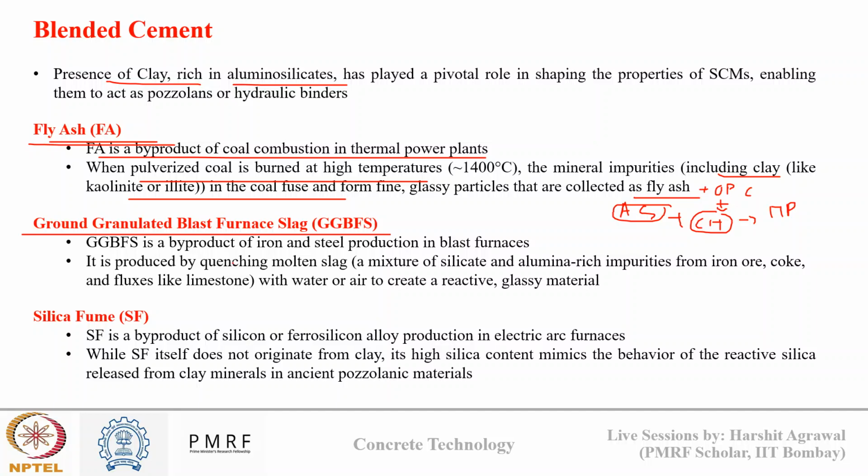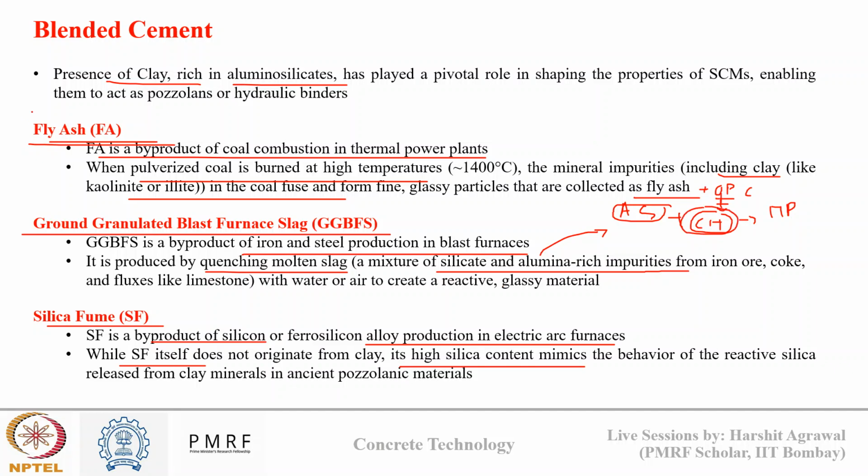Similarly, slag is a byproduct of the iron and steel industry, and it is produced by quenching molten slag. That slag has a mixture of silica and alumina impurities. Again, these silica and alumina rich impurities can react with calcium hydroxide produced by OPC to form hydration products. Similarly, we have silica fume, which is a byproduct of the alloy industry, and it also contains very high silica content, which makes it reactive towards calcium hydroxide produced by OPC.